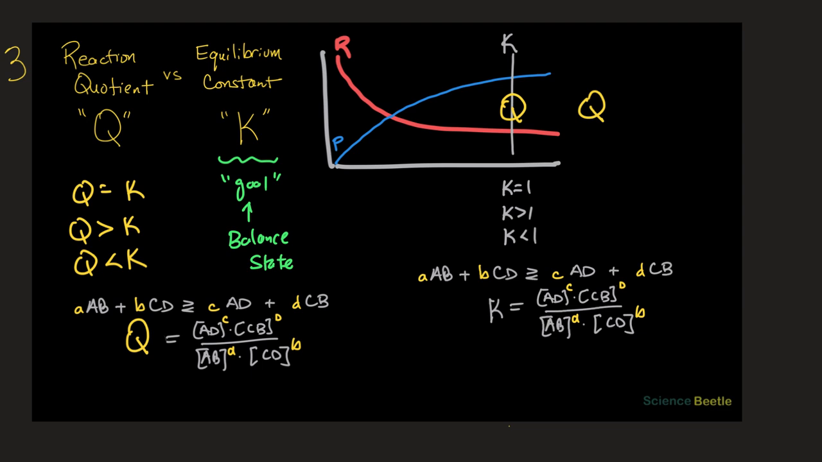And then finally, the last place it could be would be if Q is right over here on the left-hand side. And so if you calculate Q using the expression here and compare that value to K, if Q is less numerically than the value of K, then graphically, this is where you're at. You're over here on the reactant side of things. We haven't quite reached equilibrium, so that means that the reaction is going to proceed forward until we get to equilibrium.